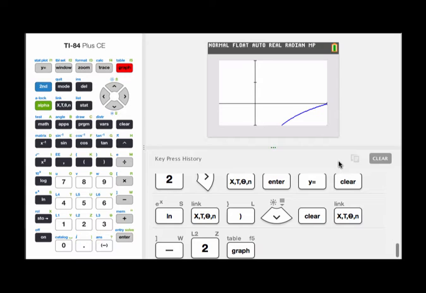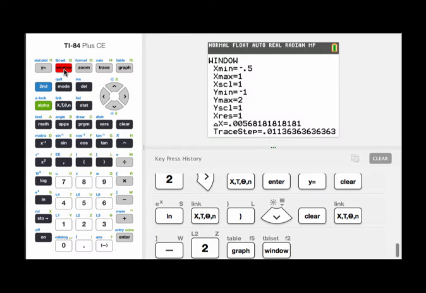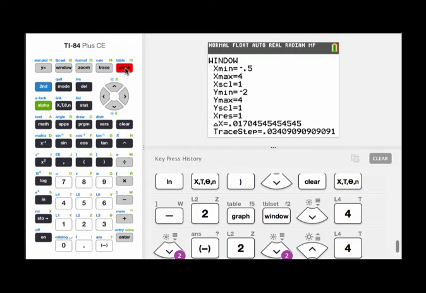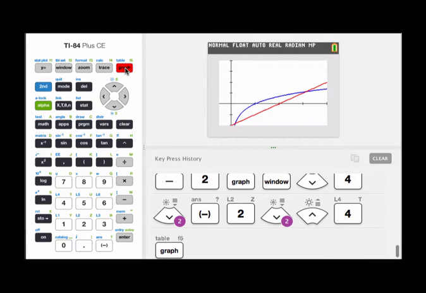So here's my graph, which clearly is not a very good window. So I'm going to go back and change the window. I think my x's look like they might need to go from negative 0.5 is probably okay. My x max maybe 4. For my y min, I don't really know. I'm going to try negative 2 up to maybe positive 4. That looks better. I can see both intersection points.